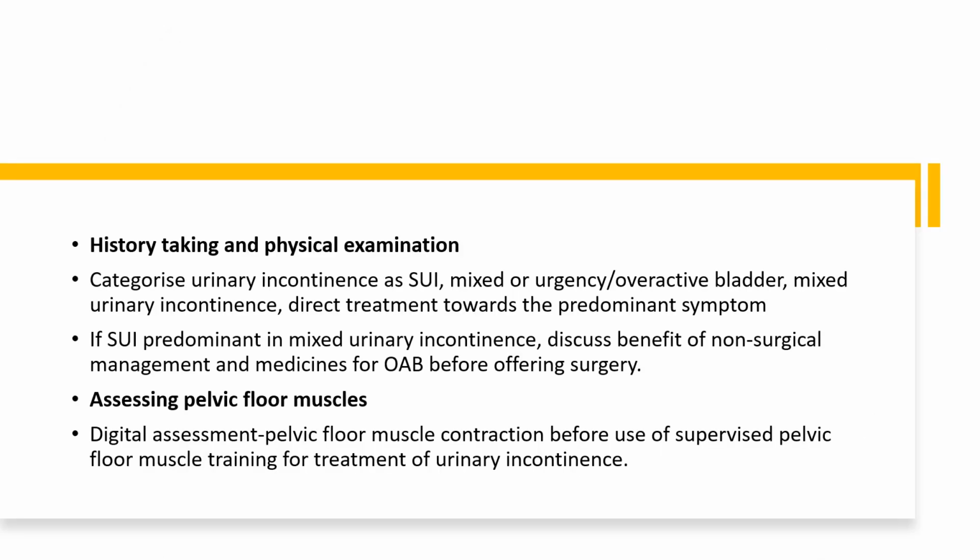So, anyone presenting with symptoms of incontinence, it's important to take a good history and perform a physical examination. Try and categorize the urinary incontinence as either stress, mixed, or urgency. And if there is mixed urinary incontinence, you want to direct treatment towards the predominant symptom. If stress urinary incontinence is predominant in mixed urinary incontinence, discuss benefits of non-surgical management and medicines for overactive bladder before offering surgery.